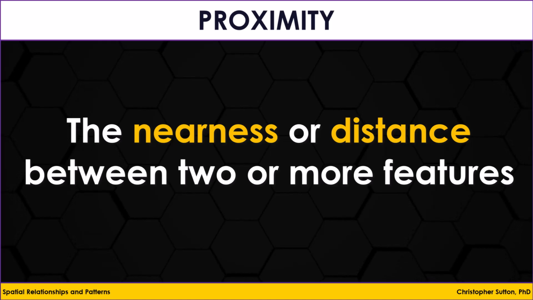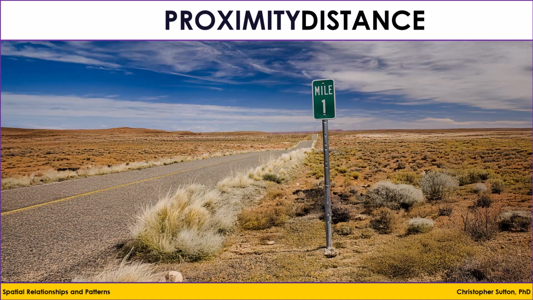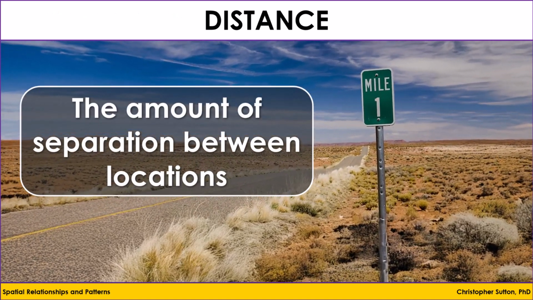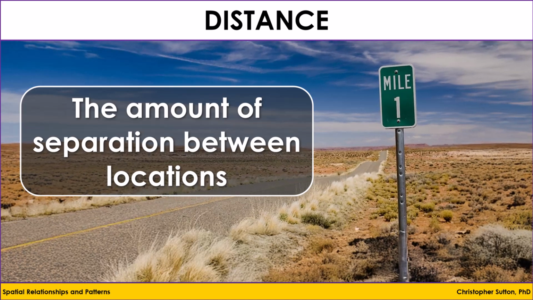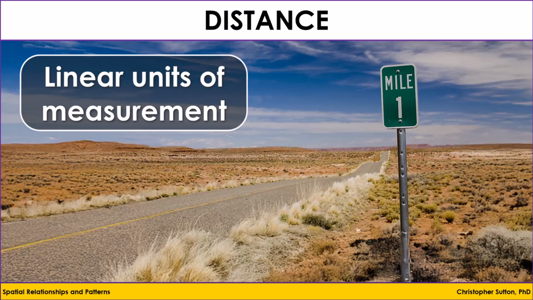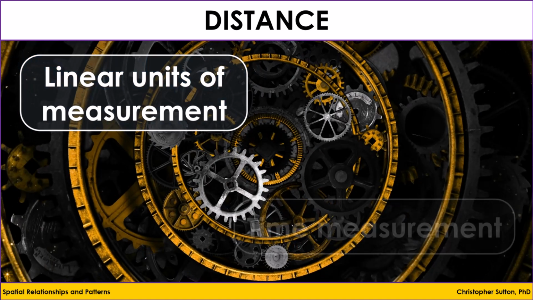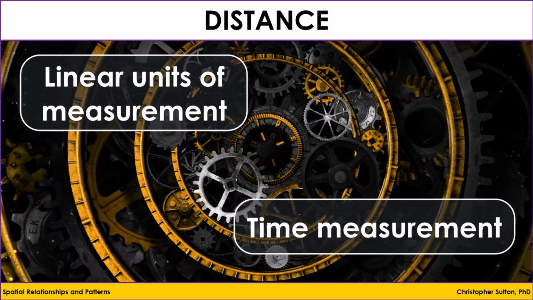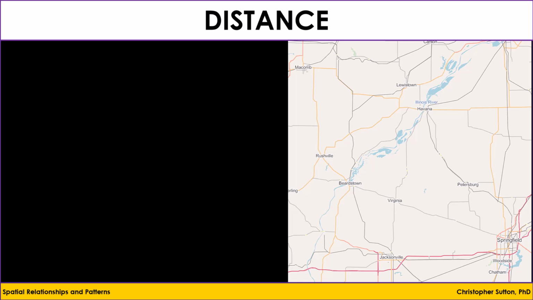Central to understanding proximity is distance, which is the amount of separation between locations. We measure distance in two primary ways: using linear units of measurement, feet, miles, kilometers, and so on, and using time measurement, days, hours, weeks, years, and so on. Let's look at an example of linear and temporal distances by examining this map, which shows west central Illinois.